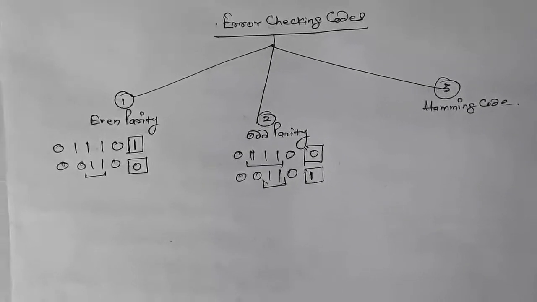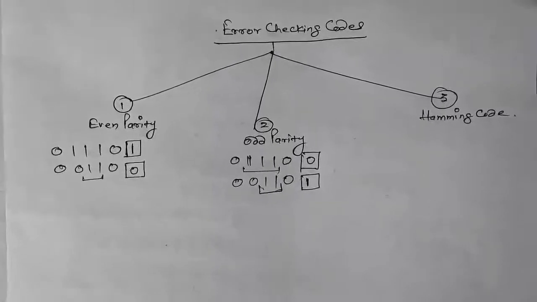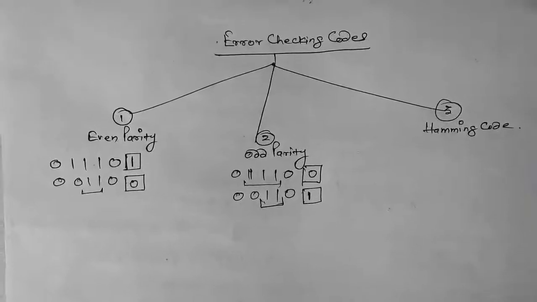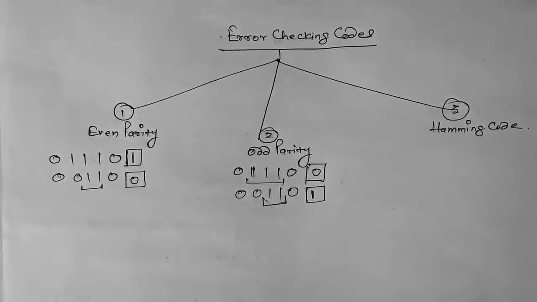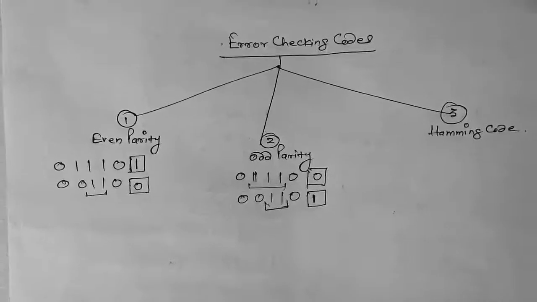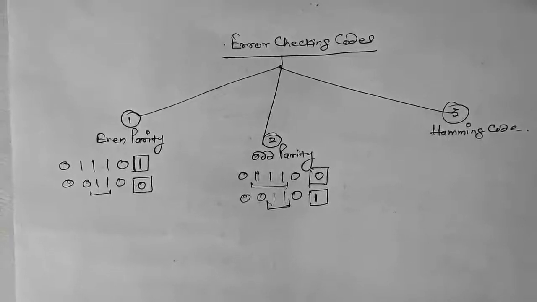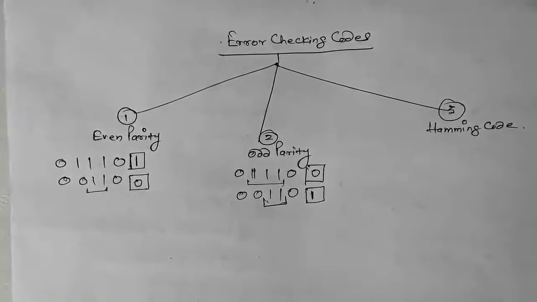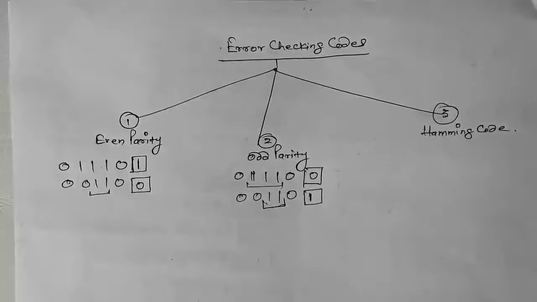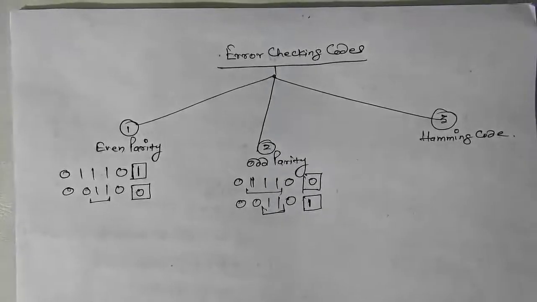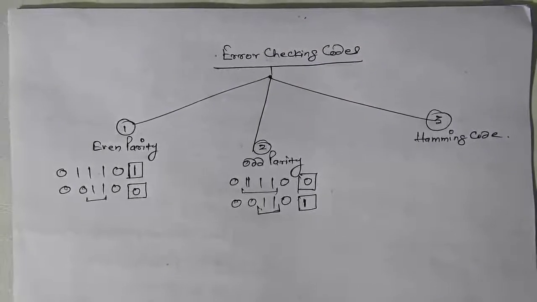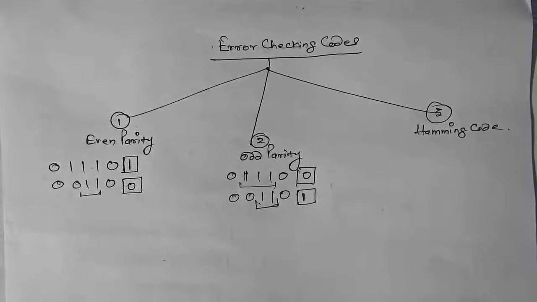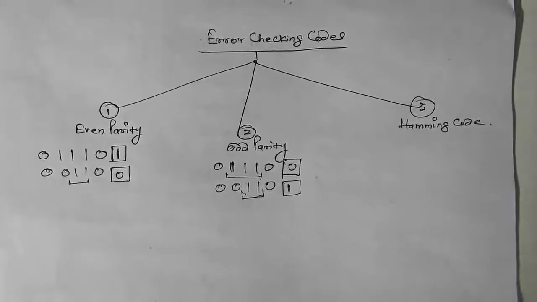But Hamming code is a different code. It prompts you that there is an error. It also prompts you at which bit position of the data there is an error, and automatically it corrects that error. So Hamming code comes under the category of error checking codes, but one more adjective is added: it is an error checking and correcting code, because it checks the error and automatically corrects it, and it tells you at which position the error is. So let's see the Hamming code.